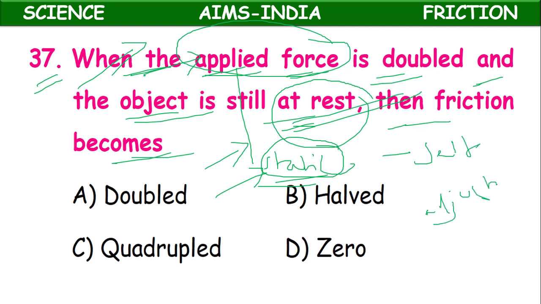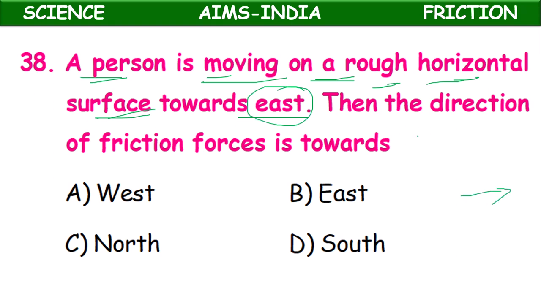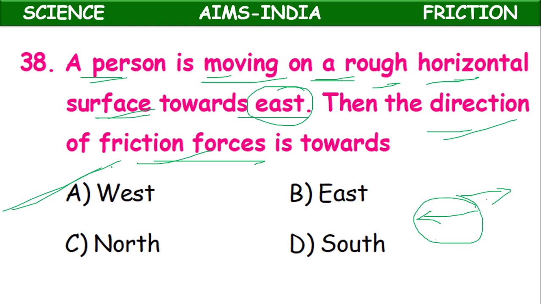Self-adjusting force. It itself gets adjusted to the applied force. So answer, friction becomes doubled. Next one. A person is moving on a rough horizontal surface towards east. The direction of motion is towards east. Then the direction of friction will be towards west, because it always opposes the motion. So answer A.